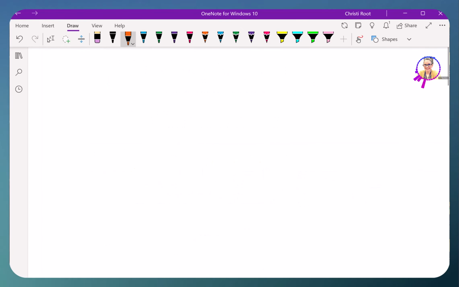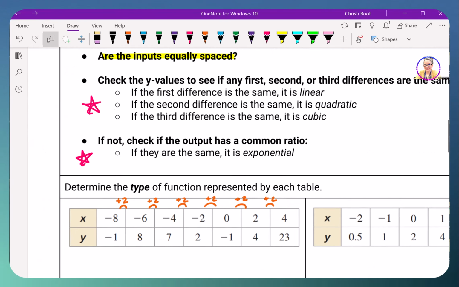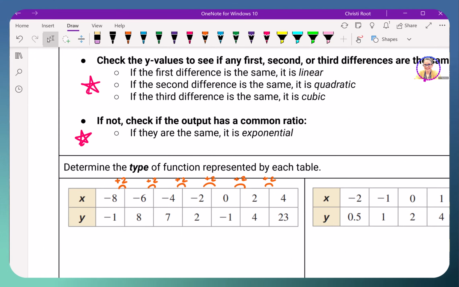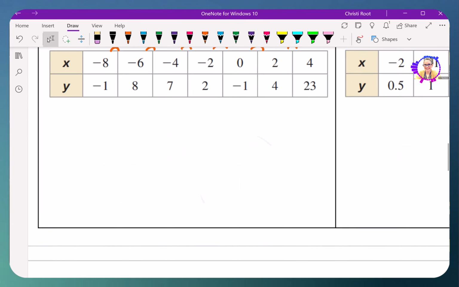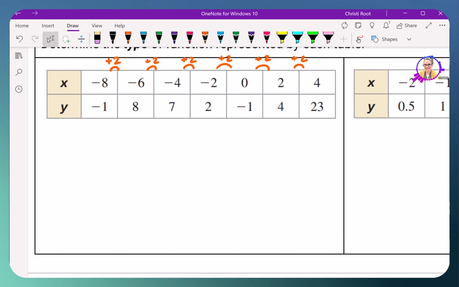Step number 2 is that we are going to check the y values to see if any of the first, second, or third differences are the same. What in the heck is a first difference? Well, you're going to do exactly what you did before. What is the difference between each of your y values this time? So what are we adding to 1 to get to negative 8? Or negative 1, sorry. So you add a negative 9 to get negative 8. Negative 8 plus 1 is negative 7. Negative 7 plus 5 is negative 2.